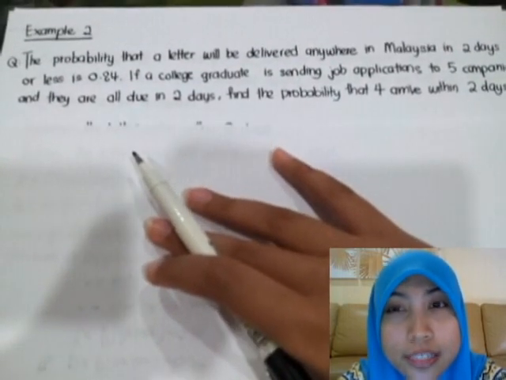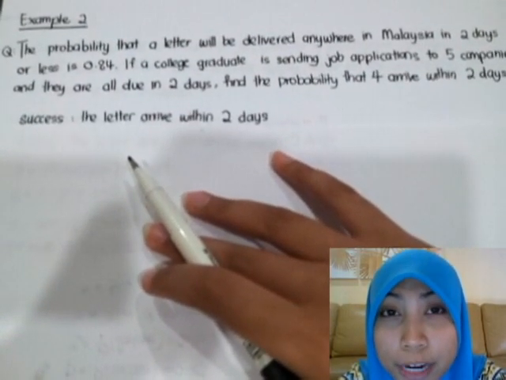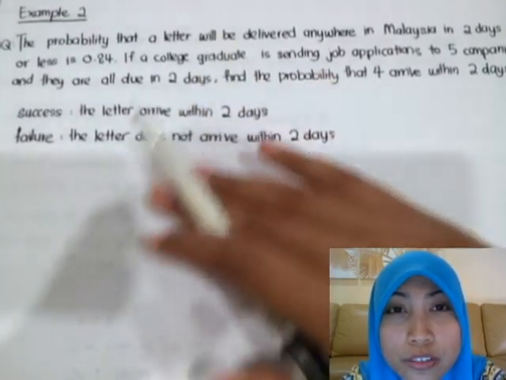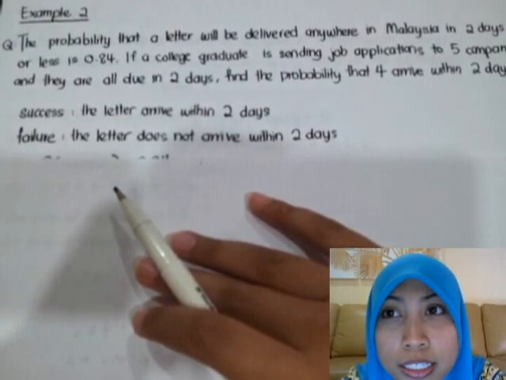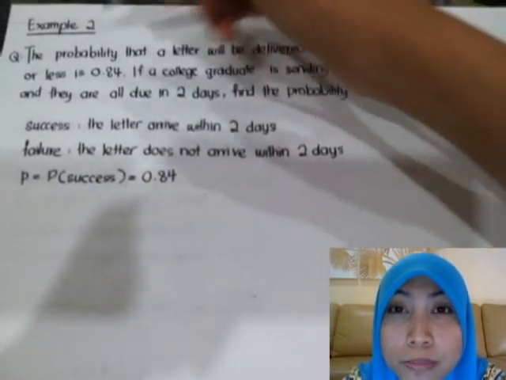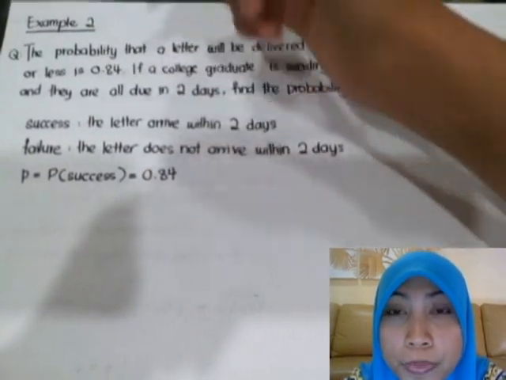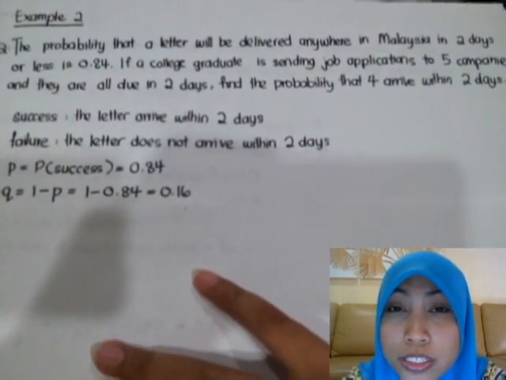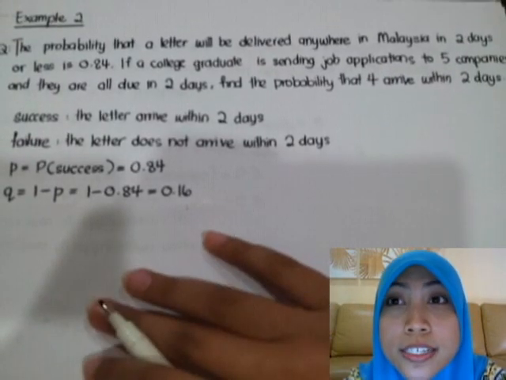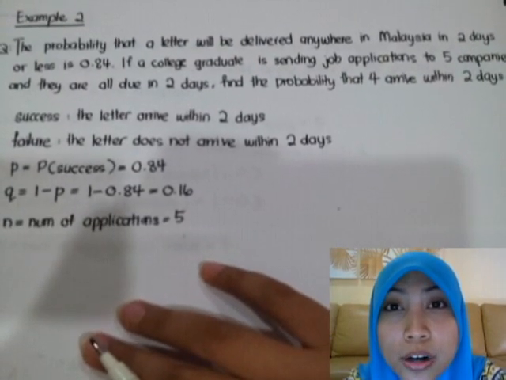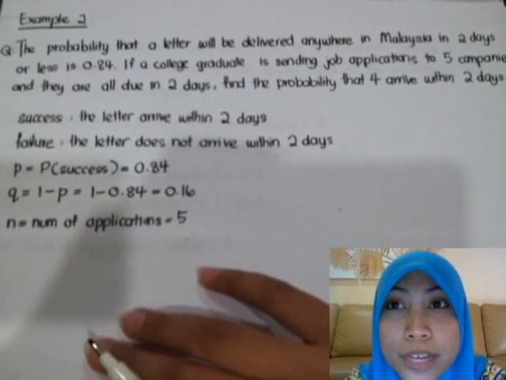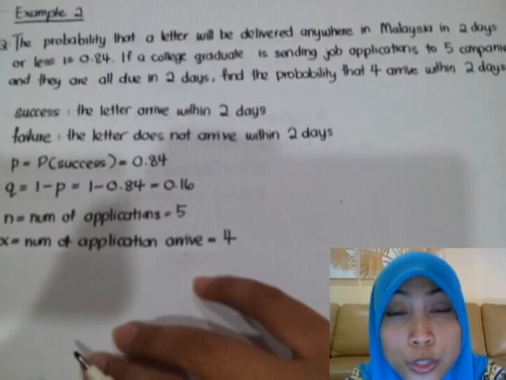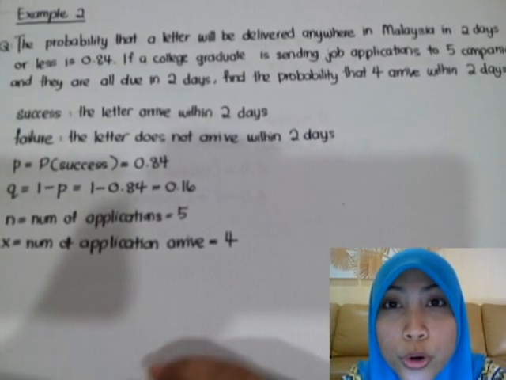So here, the success will be the letter arrives within 2 days. The failure will be the letter does not arrive within 2 days. The probability of success will be 0.84. The probability of failure, Q, will be 1 minus P, which is equal to 0.16. Okay, and the number of applications will be 5. X will be the number of applications targeted to arrive, which equals 4.